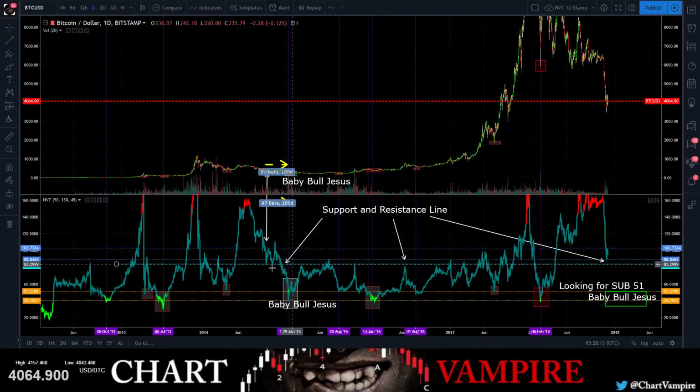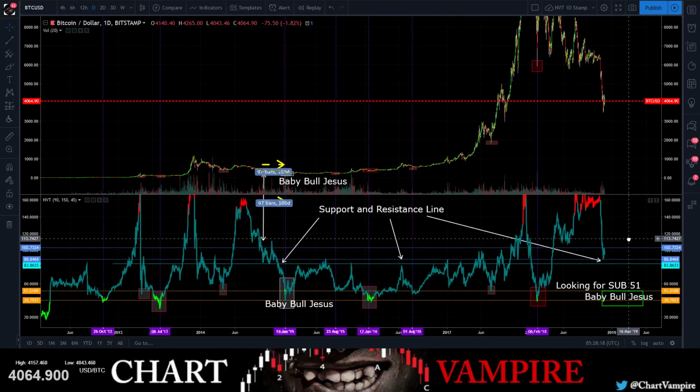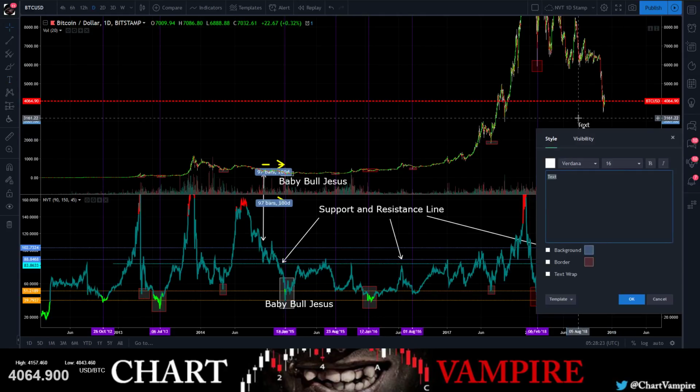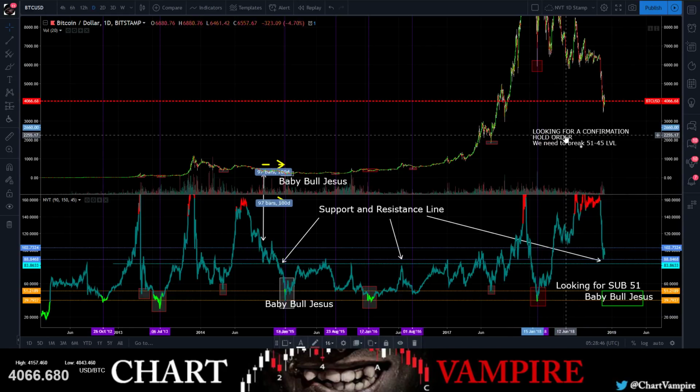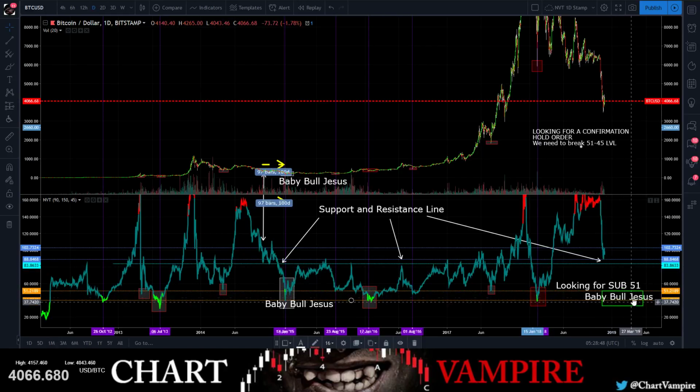Now this chart has called out every single bottom in the past. So for us to get a confirmation on a hold order, we need to break the 51 to 45 level. So that's all the way down here.